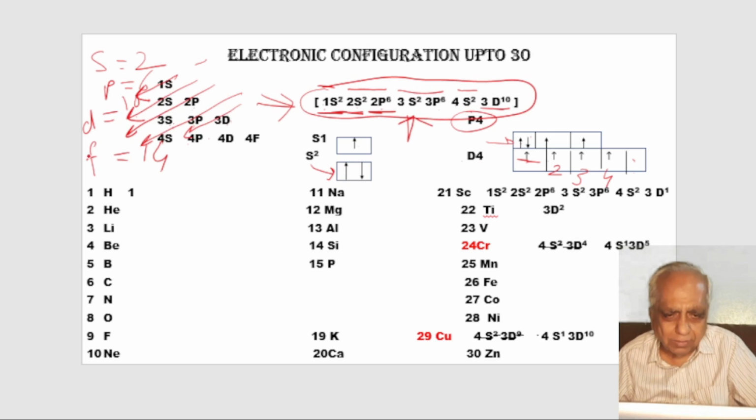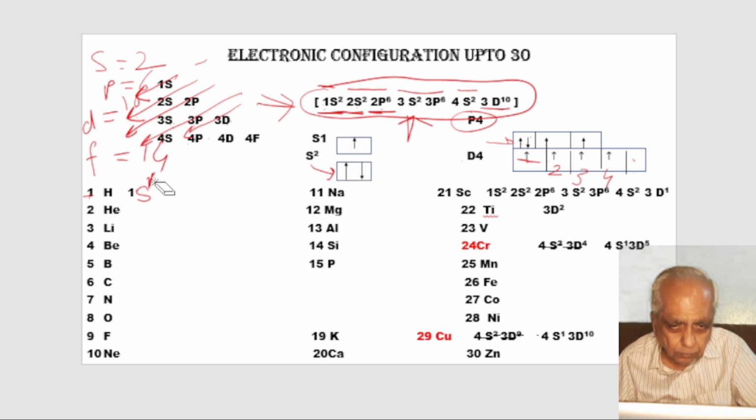Okay, now let us fill the up to 30 elements that is in the syllabus. Hydrogen atomic number is 1, so only 1 electron, so only S1. So I will write 1s1. The number of electrons are written as a superscript. Okay, so 1s1. Then helium, 2. So orbit is 1 only. So 1s and it is 2. My first orbit can have maximum 2, so 1s2.